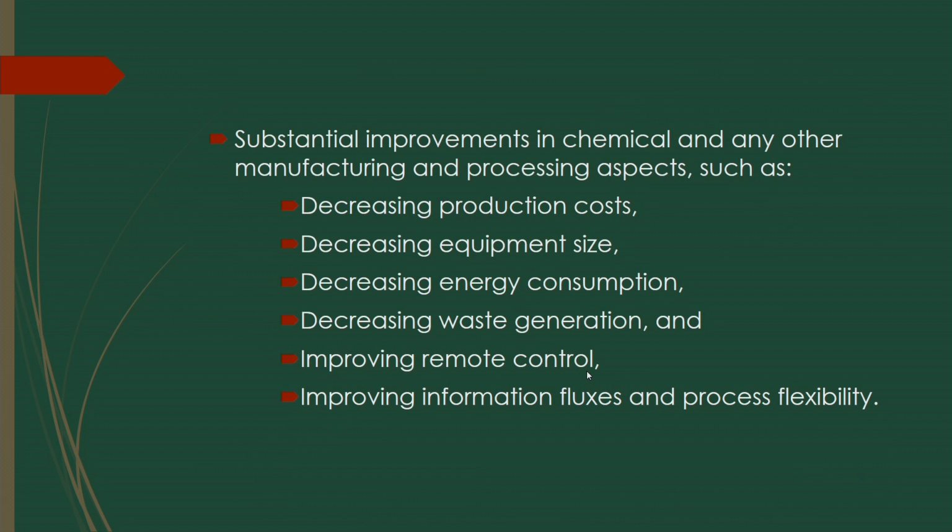Also, substantial improvements in chemical and any other manufacturing and processing aspects are very important tools, and that depends on some factors: you have to decrease the production cost, you have to decrease the equipment size, you have to decrease the energy consumption, you have to decrease the waste generation which is coming out after the process, and also improve the remote control, and improve information fluxes and process flexibility. So, these are the main tools by which you can improve chemical and other manufacturing process aspects.